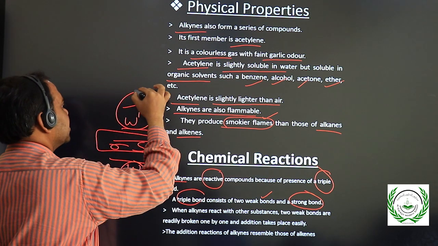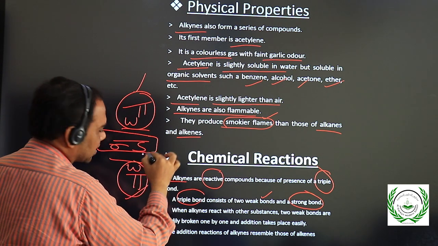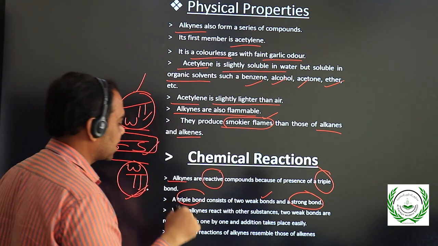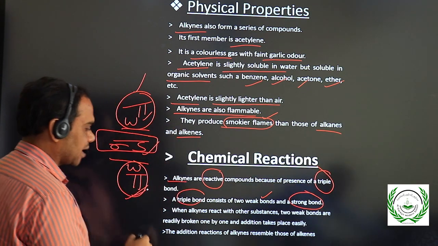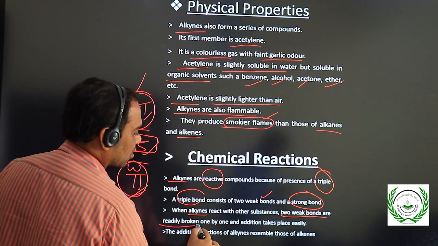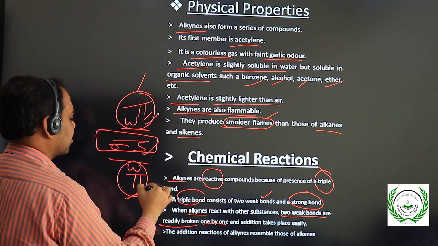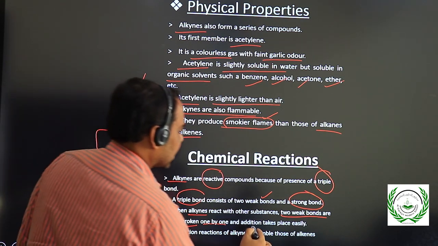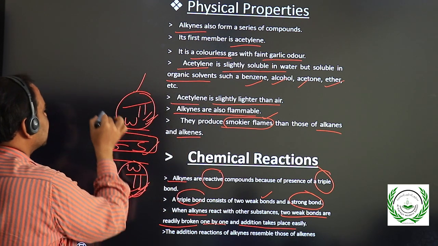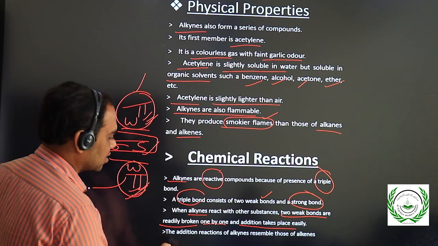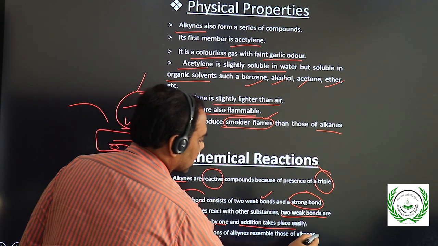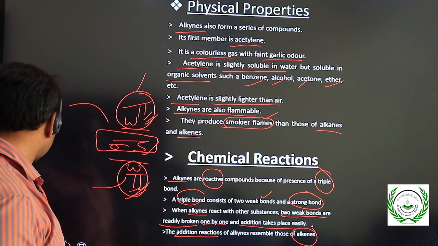So it is very easy to break these pi bonds. It is very difficult to break this sigma bond. So very easy to break the pi bond means that's why they are very reactive. The alkynes are very reactive because of pi bonds. So alkynes react with other substances. Two weak bonds are readily broken one by one, either from this first or this first. Then what happens when pi bonds are removed? Addition takes place. So these bonds go out, they form single bonds with some other elements. So those reactions are called addition reactions. So alkynes can also undergo addition reactions like alkenes.